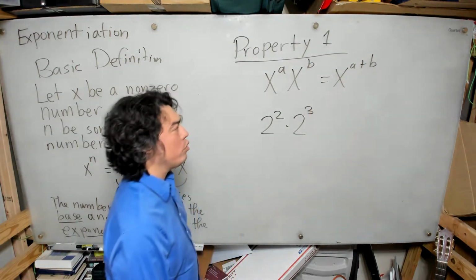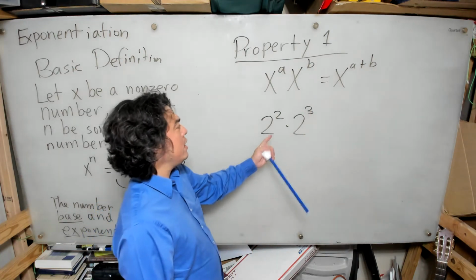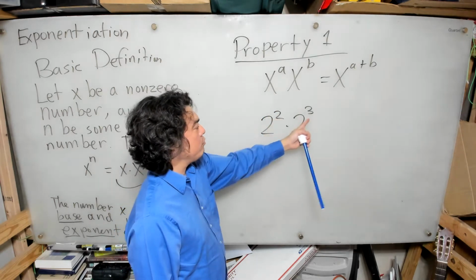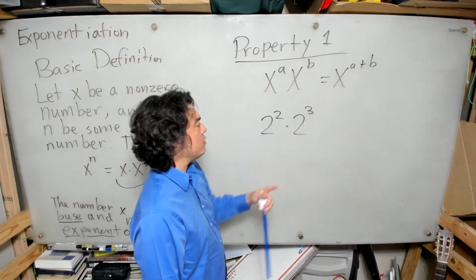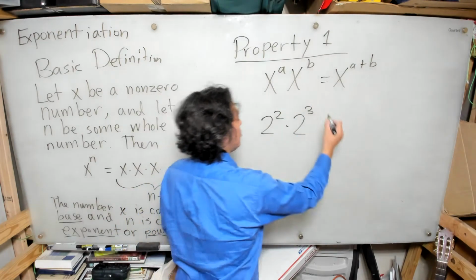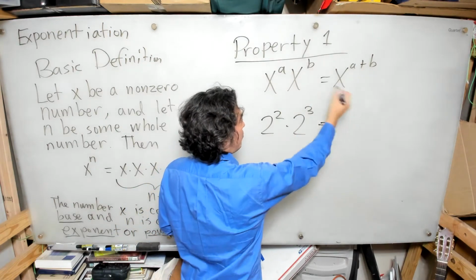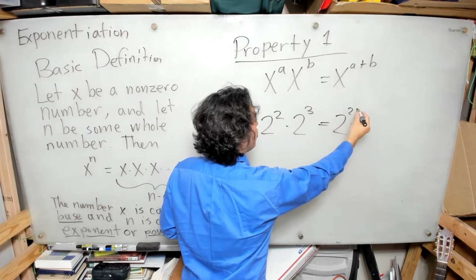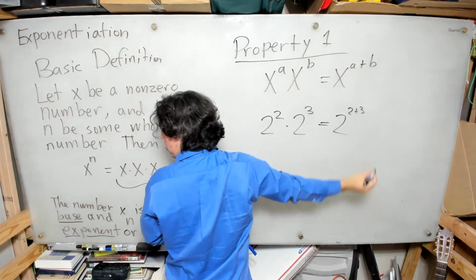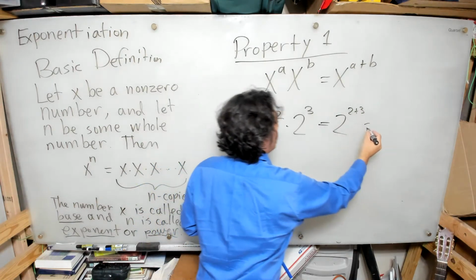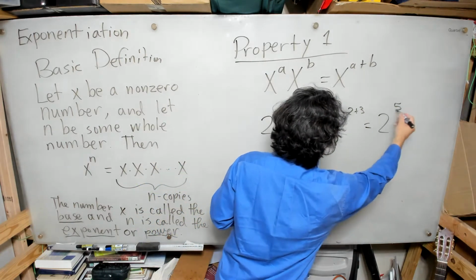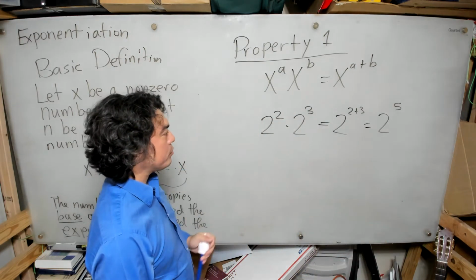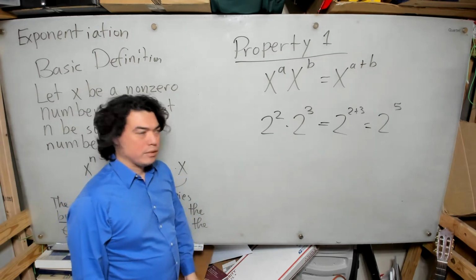If I followed the rule, I have the same base, they're both 2's, and I have different exponents. They don't have to necessarily be different, but they're exponents. So what this rule tells me is that the result from this multiplication would be 2 raised to the 2 plus 3, which would be 2 raised to the 5th power. So that's using the rule. That's what this rule tells us.